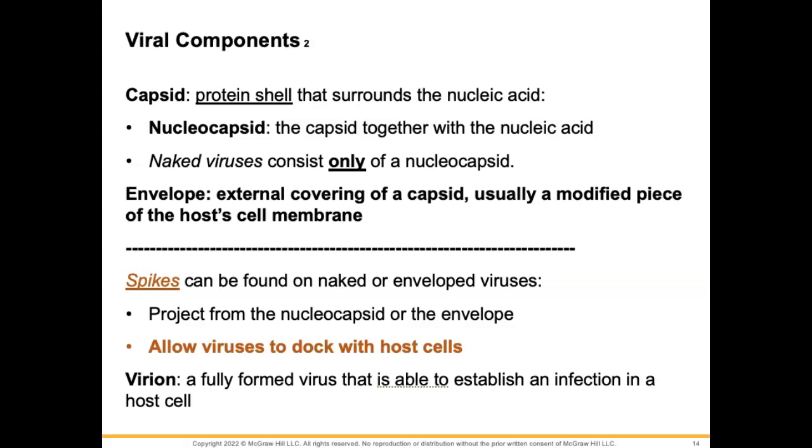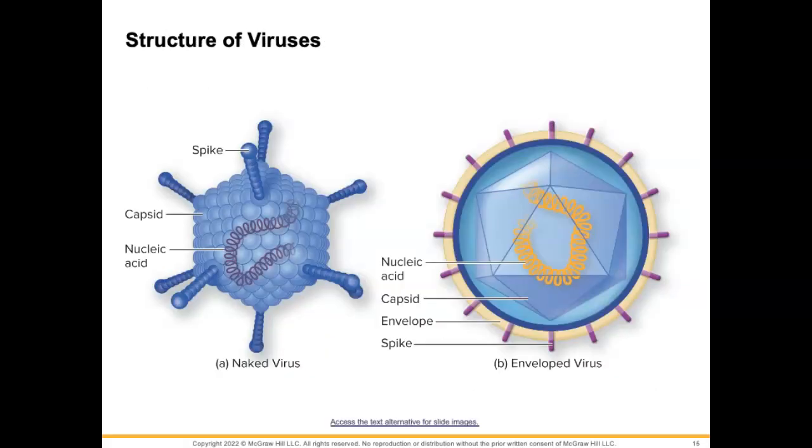A virion, I'm using this as just terminology here, is a fully formed virus that's able to establish an infection in the host cell. So you can see here the structure. On the right is the enveloped virus, and on the left is a naked virus, and you can see those capsids on the naked virus. They look like little marbles.